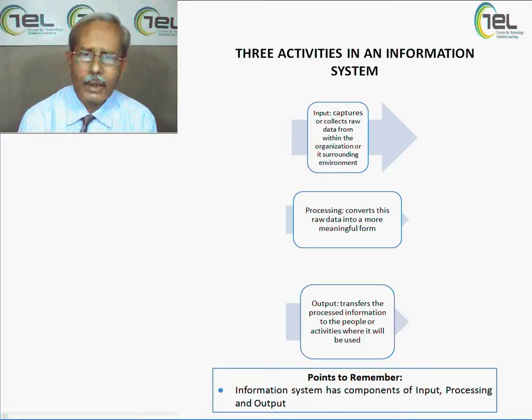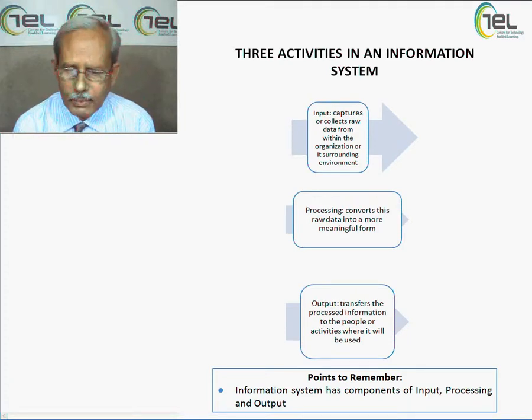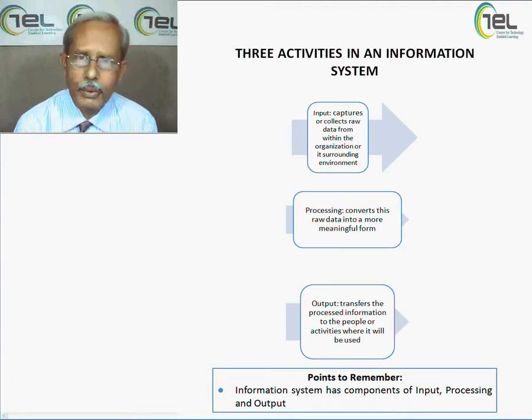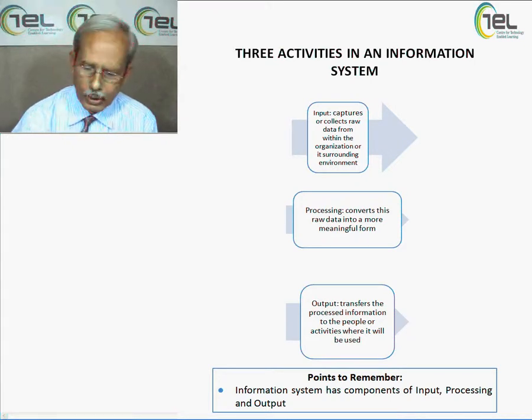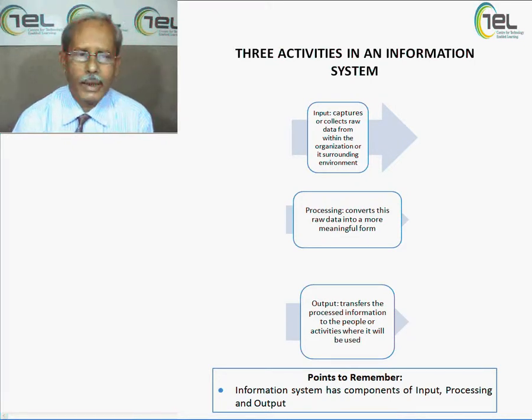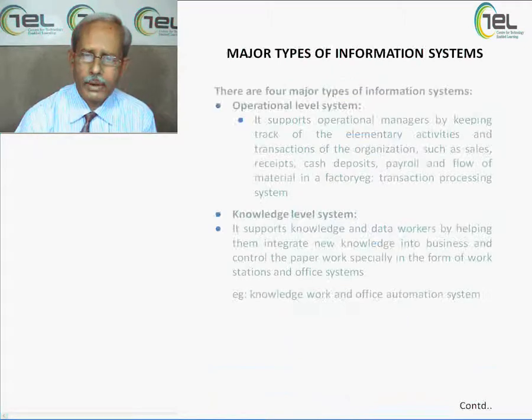So the second activity in the information system is the processing, and then there is output. Output transfers this processed information to the people or the activities where it will be used, because this has ultimately been made for the use of the end user. So the output will be sent to the people who are in need of it. And those are the three activities that you see in an information system.